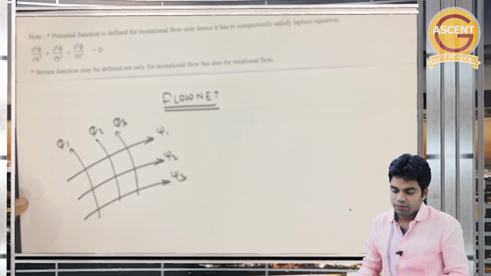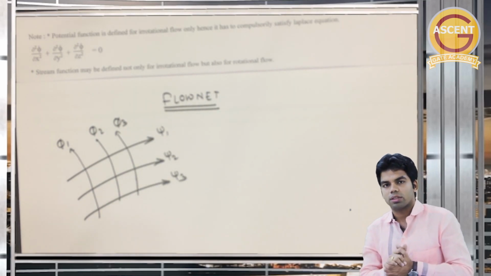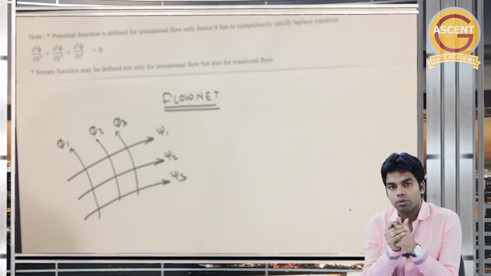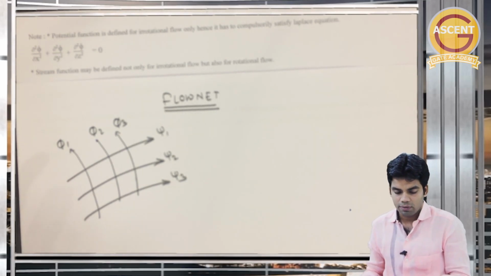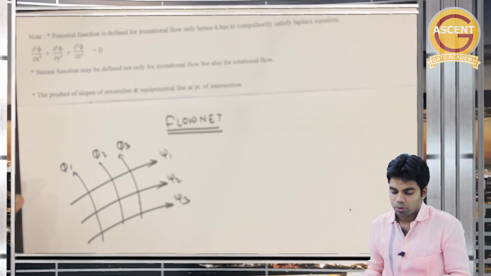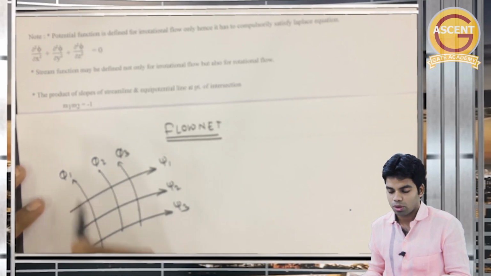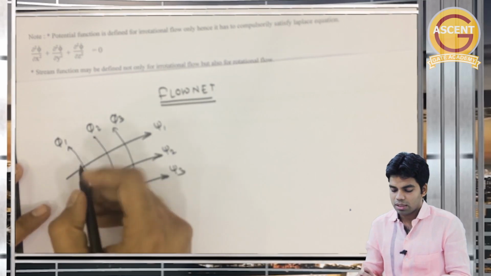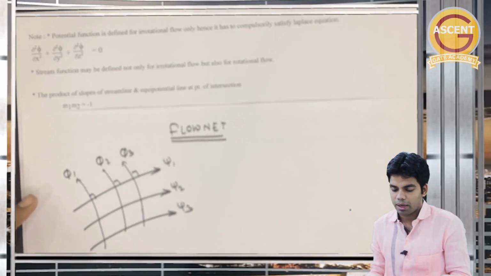Next note, the stream function may be defined not only for irrotational flow but also for rotational flow. The potential function is defined only for irrotational flow, but the stream function is defined for irrotational flow, and it can also be defined for rotational flow as well. Third thing, the product of slopes of streamline and equipotential line at the point of intersection, the product of slopes m1 and m2, will be equal to -1. Why -1? Because these are perpendicular, as I told you.